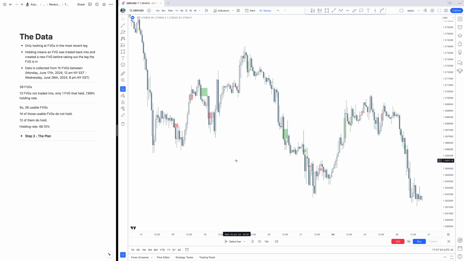46.15%, meaning that if you were to trade off of any of these fair value gaps, the chances of them holding is 46.15% in this sample size. Again, understanding that we are dealing with 2 weeks of trading right here. The more data we have, the more reliable the data is also going to be.